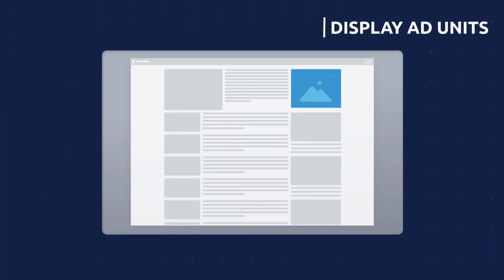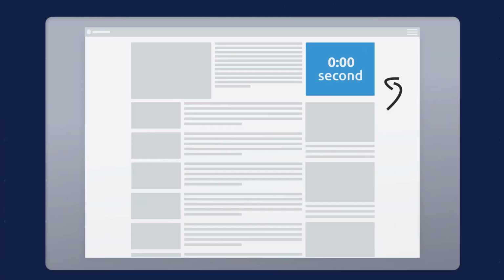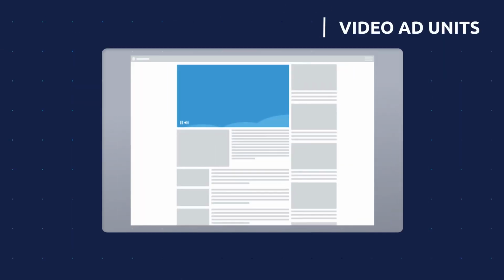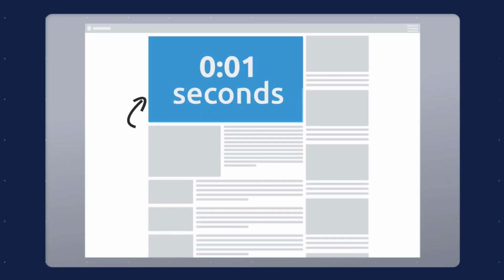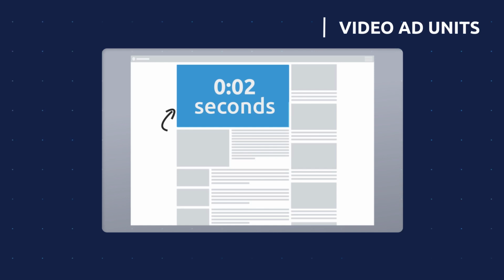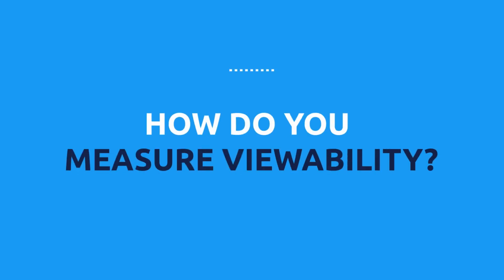For display units, an ad unit must have 50% of the ad's pixels in view of the user for at least 1 second to be considered a viewable ad. For video units, at least 50% of the video's pixels must appear for a minimum of 2 seconds. So how do you measure viewability?